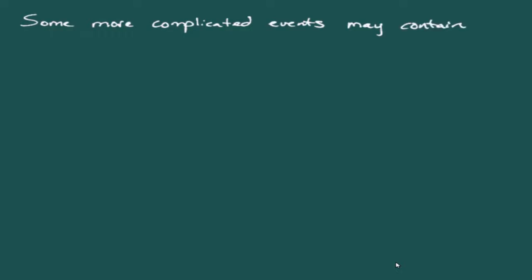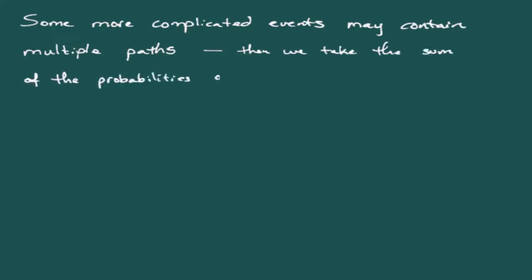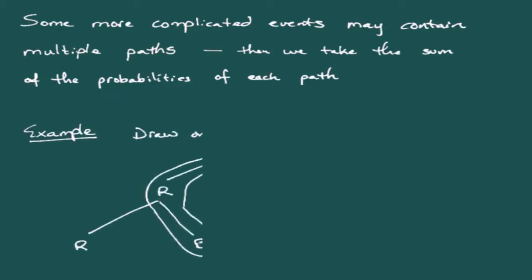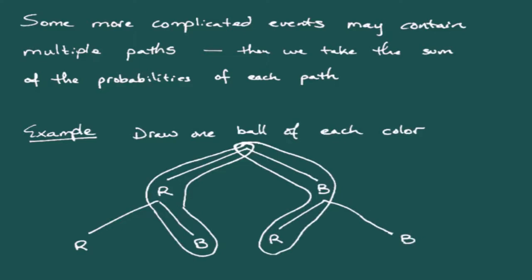Now, some more complicated events may actually contain multiple paths. And if we have multiple paths in the tree, then we're going to take the sum of the probabilities for each path. And so, for example, if somebody was interested in the event where we draw one ball of each color, well, that's going to correspond to two separate paths. The path where we first draw red, then we draw blue, and it's going to also include the path where first we draw blue, and then we draw red. And so how would we compute that probability?